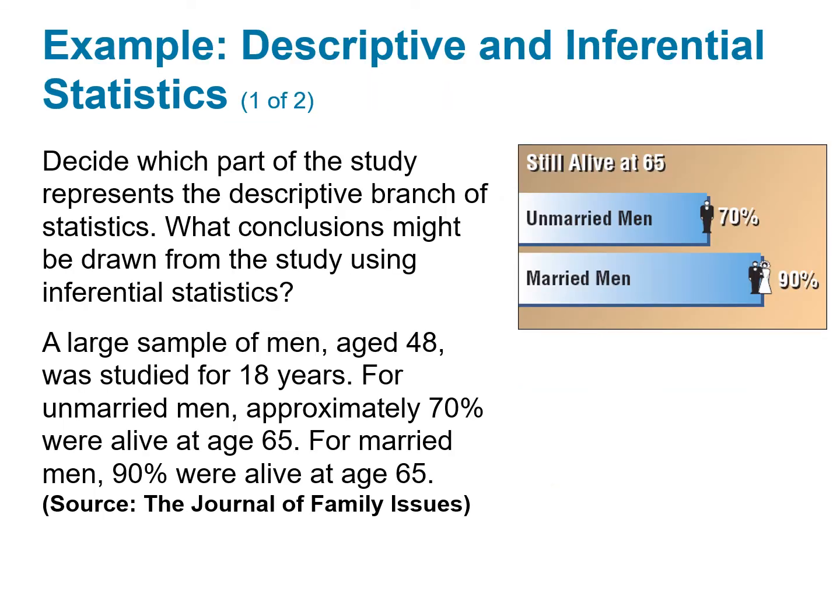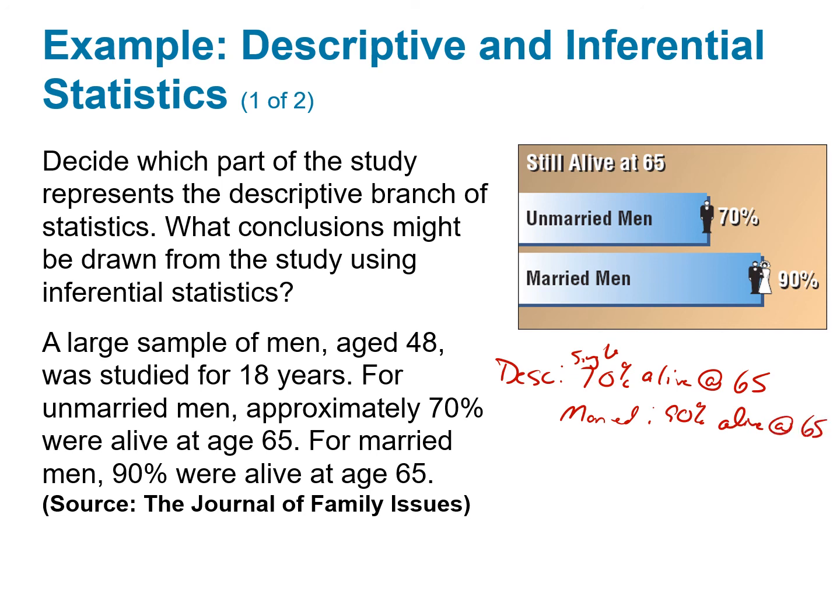So, for example, a large sample of men aged 48 was studied for 18 years. For unmarried men, approximately 70% of those were alive at age 65. For married men, 90% were alive at age 65. So our descriptive statistics in this case: 70% of single men alive at age 65, and for married men, 90% were alive at 65.